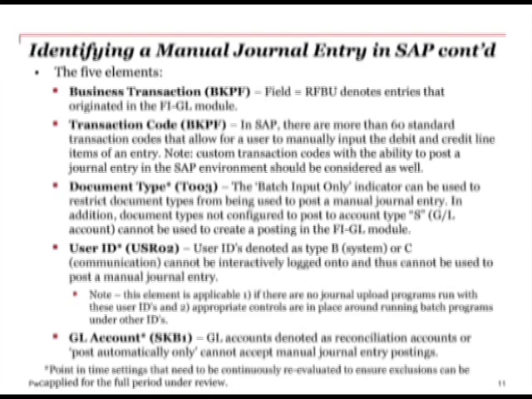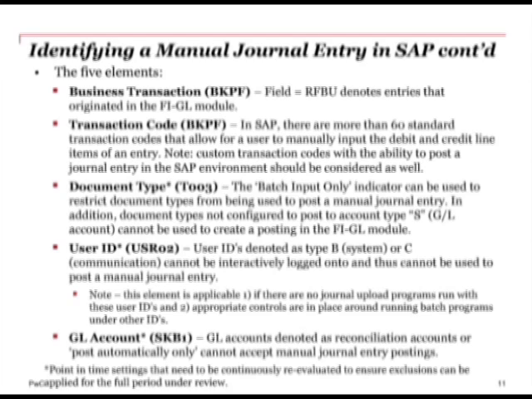Once some work has been done to identify all of these, you can exclude anything that is posted with a transaction code other than the 60-plus standard transaction codes and the custom transaction codes that exist in the environment. So it can be the second exclusion, if you will, from the total accounting document population to arrive at the manual journal entry population. The third element is document type, and the configuration for document type sits in table T003.